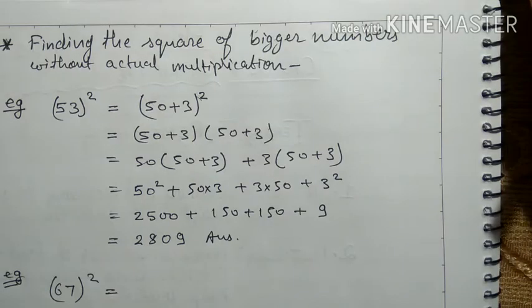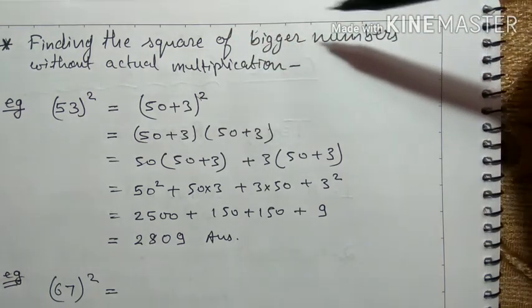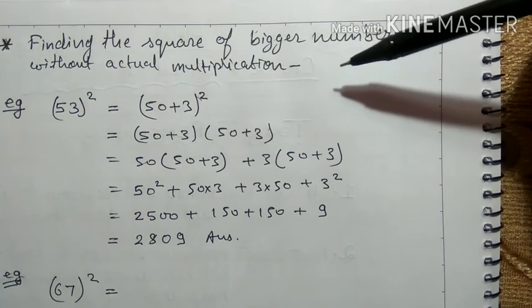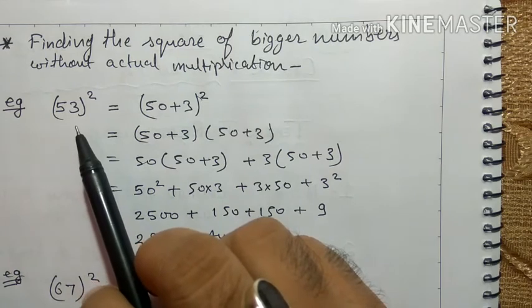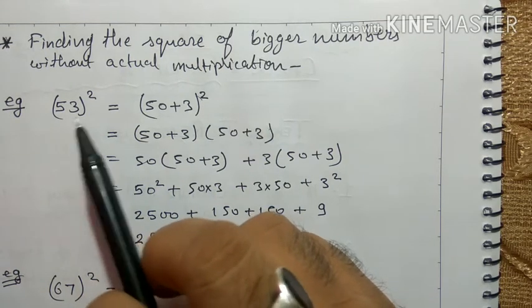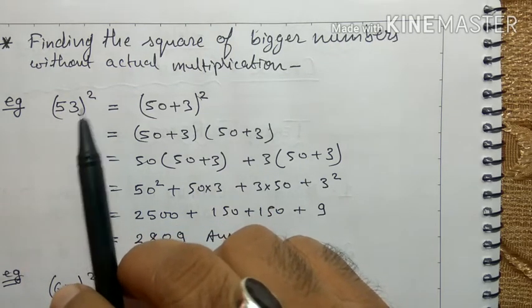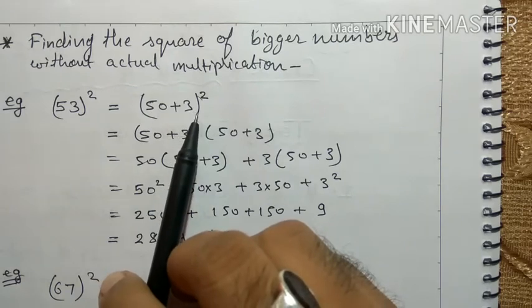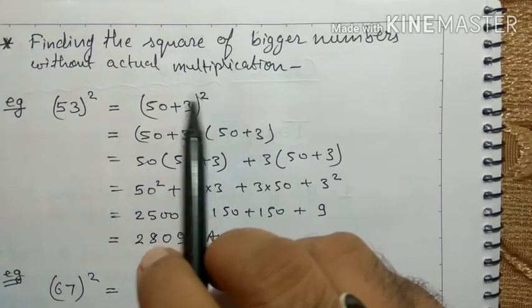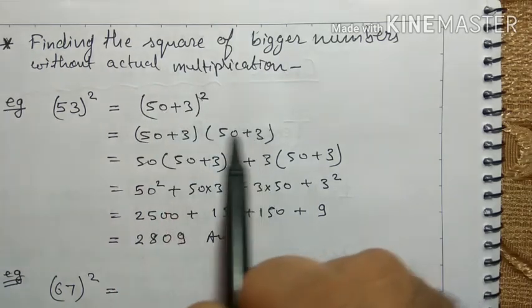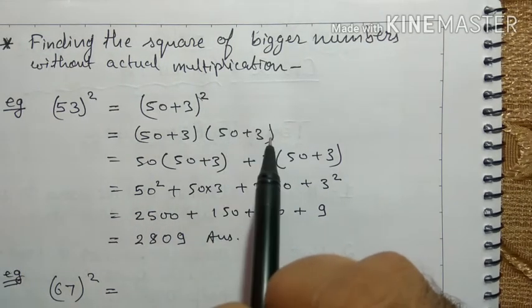Okay, so let's discuss one more pattern of a square number. In this we have to find the square of a bigger number without actual multiplication. For example, 53 square. 53 square means 53 into 53, but we are not going to multiply 53 into 53. Another way: 53 can be represented as 50 plus 3, and 53 square means (50 plus 3) whole square. Whole square means this unit is multiplied again by the same thing. So (50 plus 3) square is equal to (50 plus 3) into (50 plus 3).